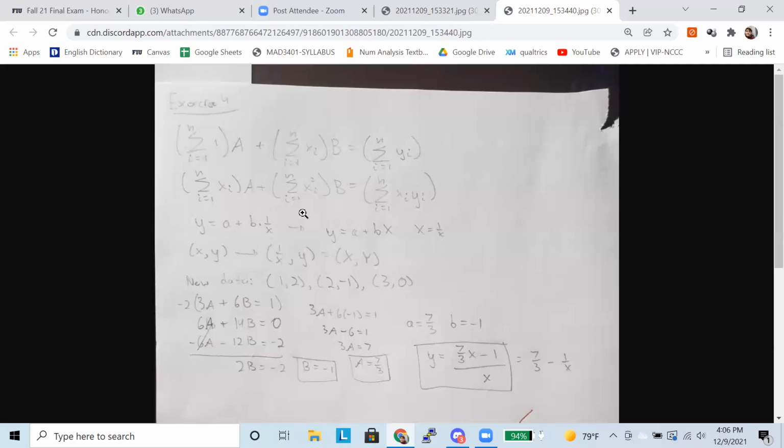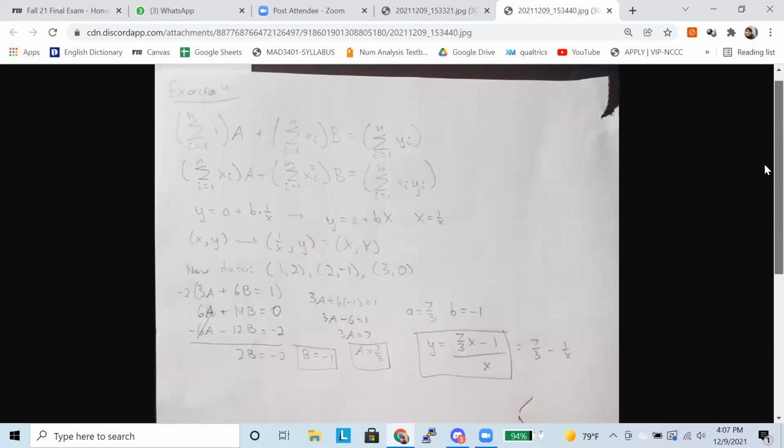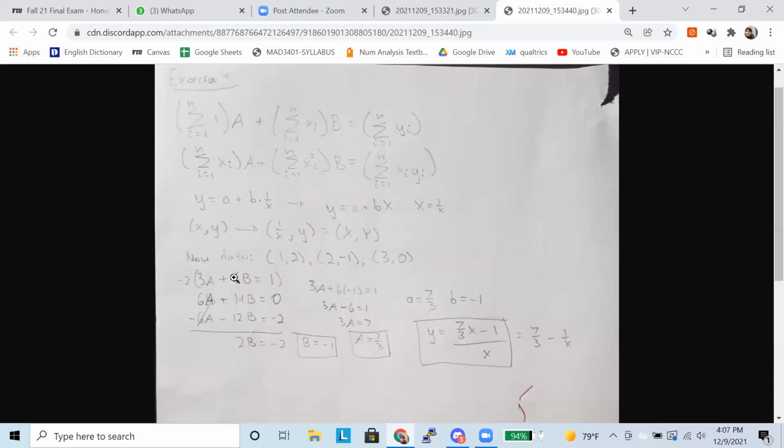So the next one would be x squared a plus x cubed b equals x squared y. Basically that's all there is to it. So in order to get those equations, you basically do that.